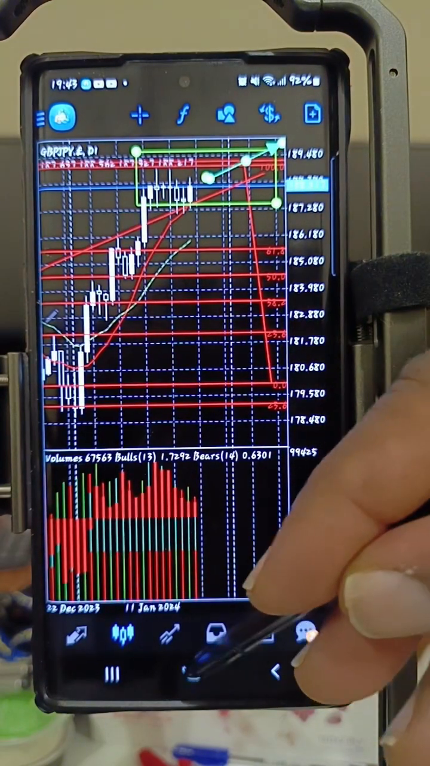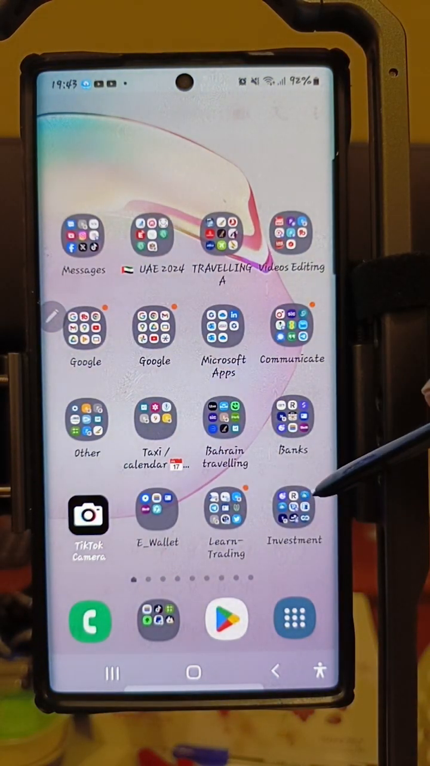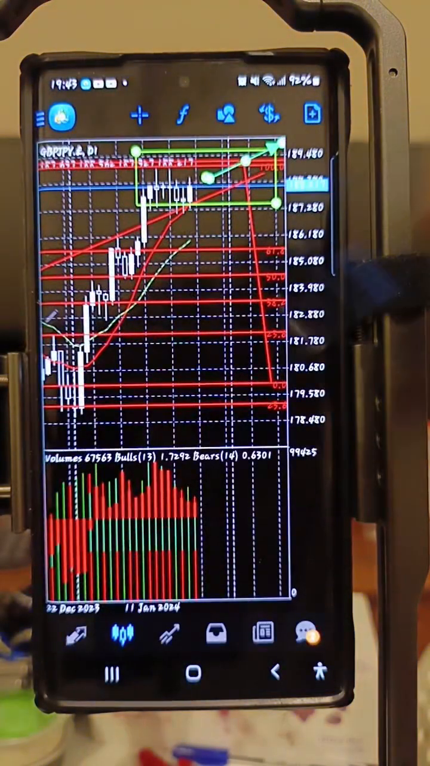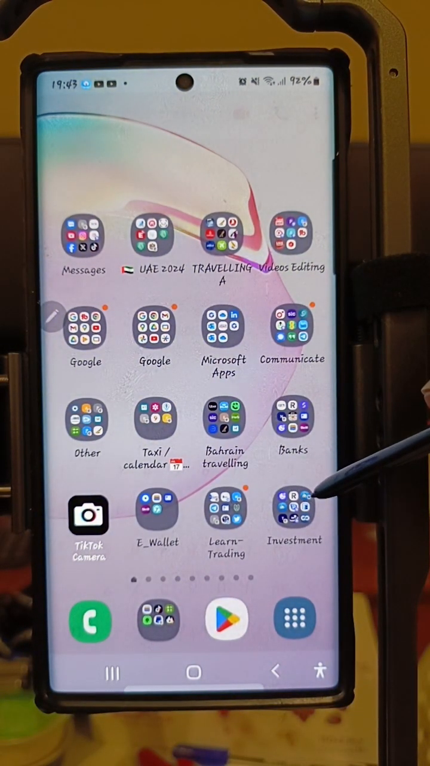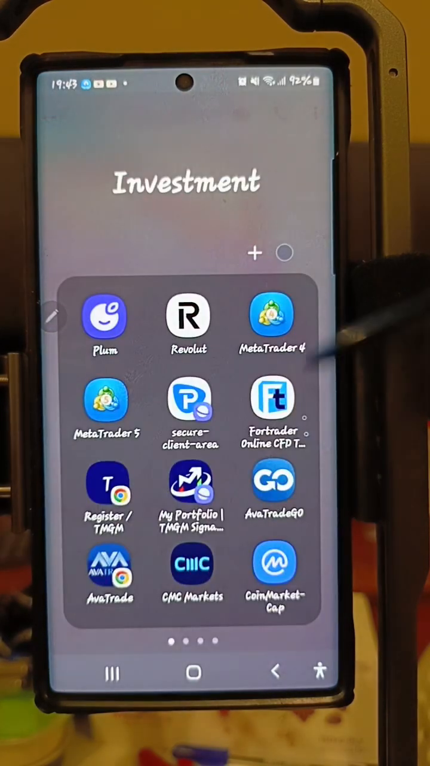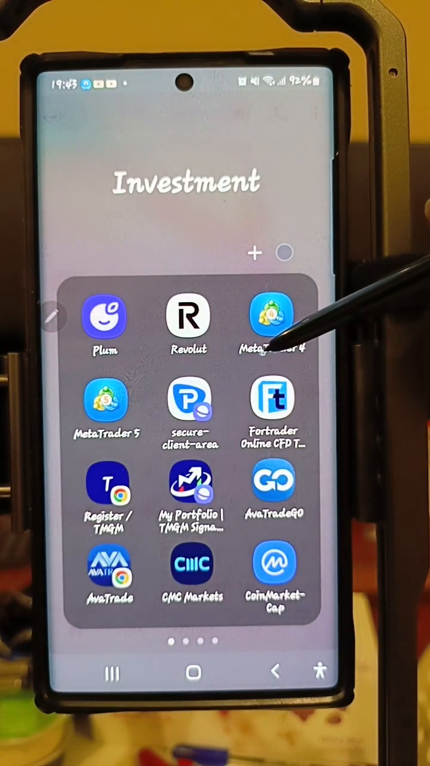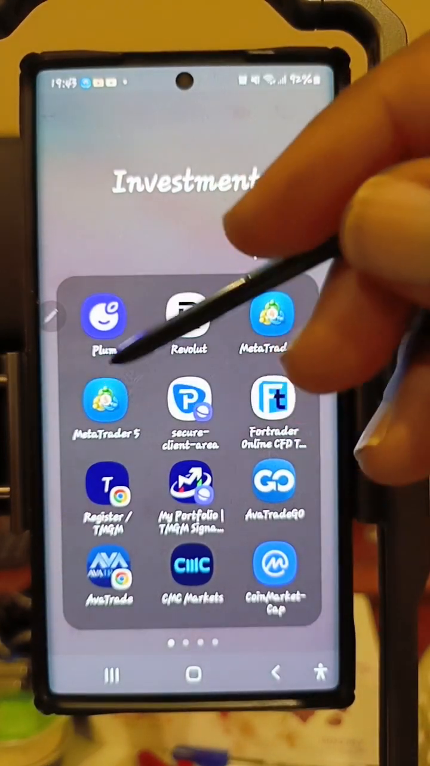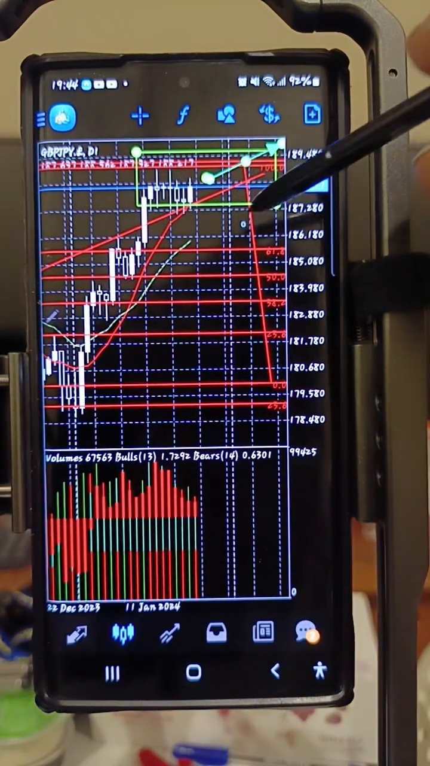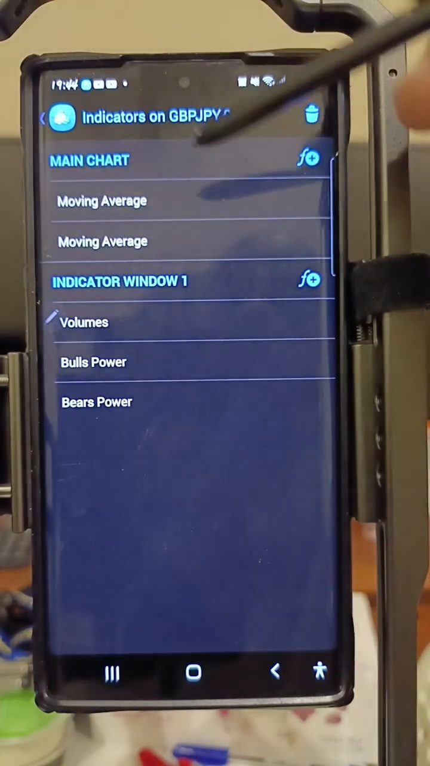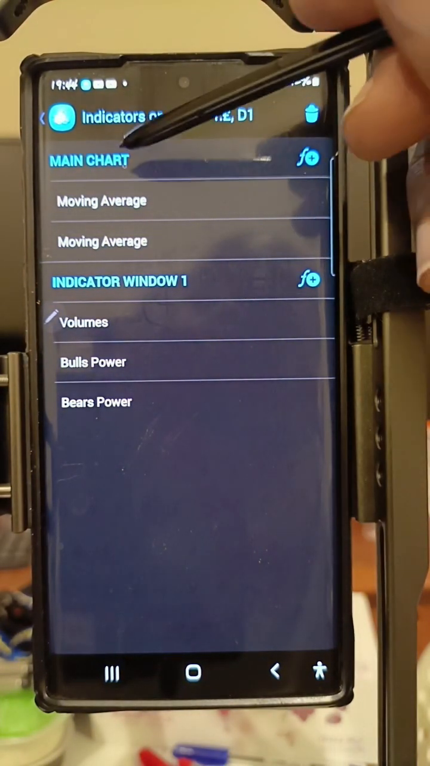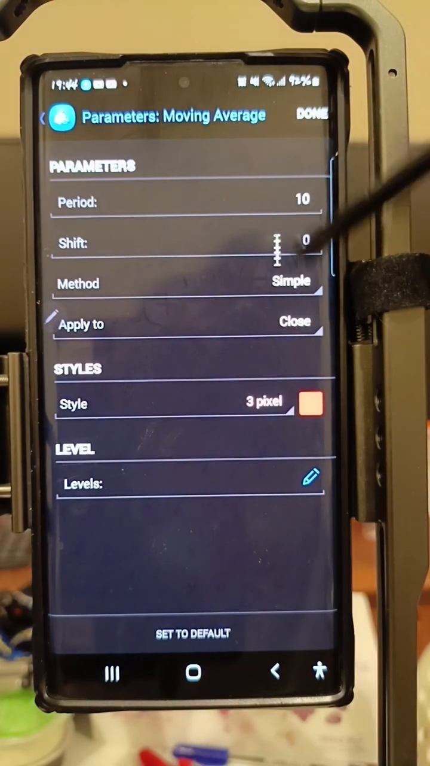So the app I'm using is MT4. MT4 MetaTrader. I will look at MT5, the difference and similarity, but MT4 is quite good. And basically, how I set this up, I use the indicator windows here. I've got my moving average, which is 10 moving average.